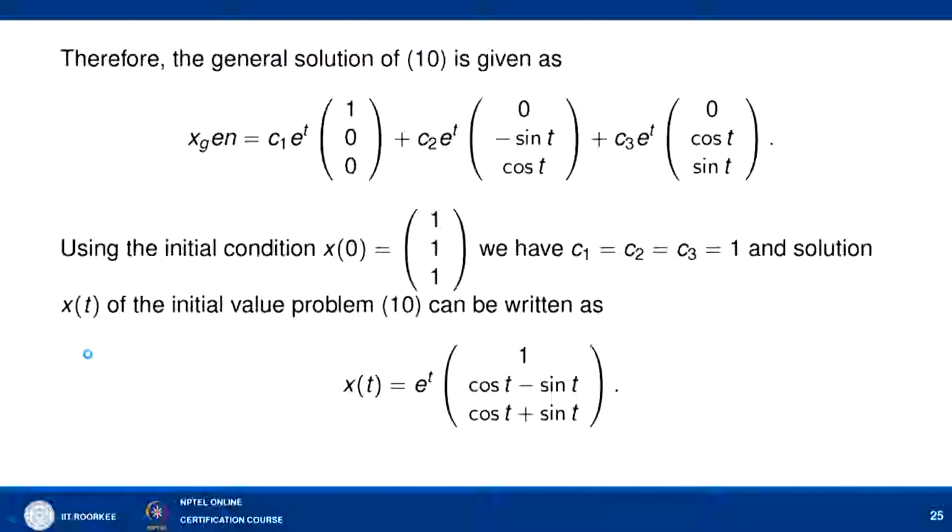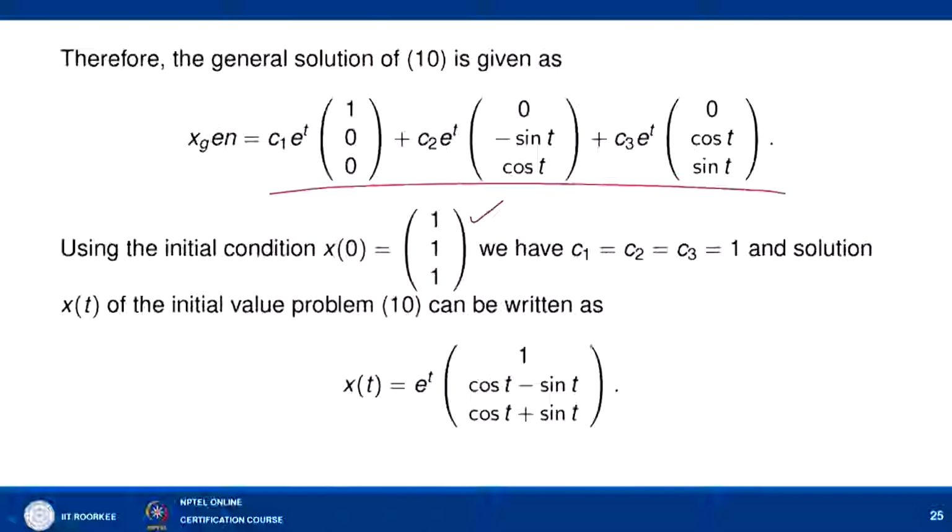So, we can write down our general solution as C1 e to the power t into (1, 0, 0) plus C2 e to the power t into (0, minus sin t, cos t) plus C3 e to the power t (0, cos t, sin t). So, this is your general solution. But we want to find a particular solution, which satisfies the initial condition given at 0 as x(0) equal to (1, 1, 1). So, now with the help of this we can fix C1, C2 and C3.